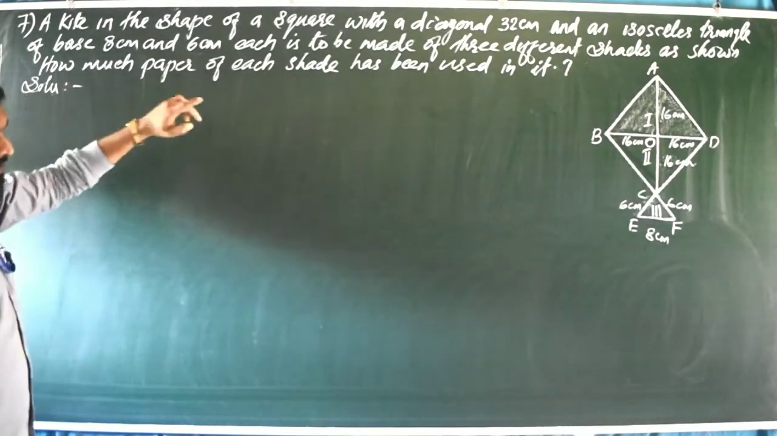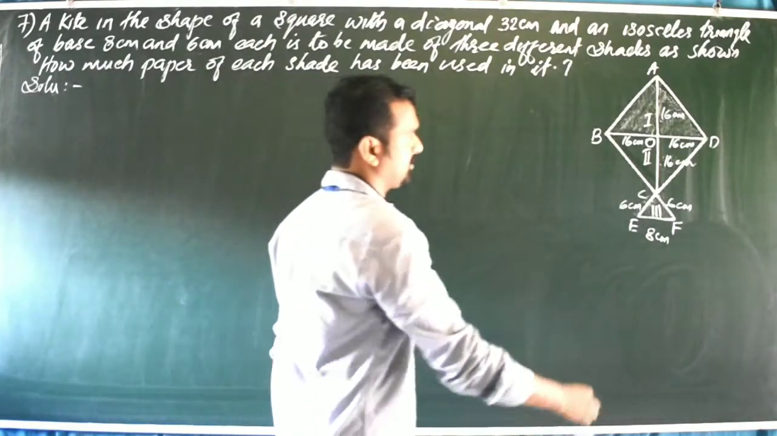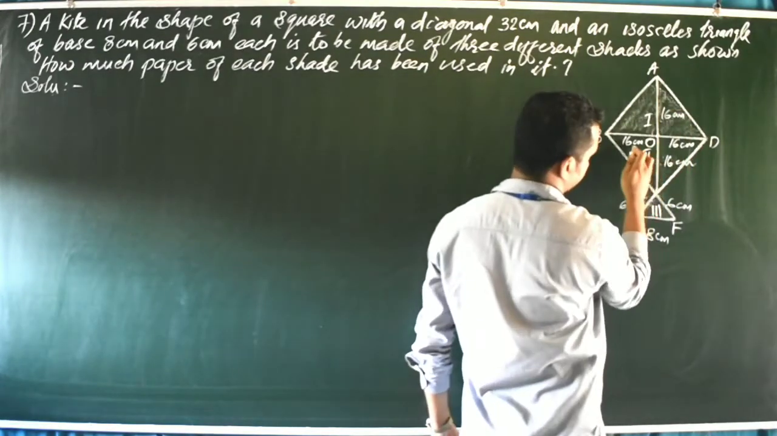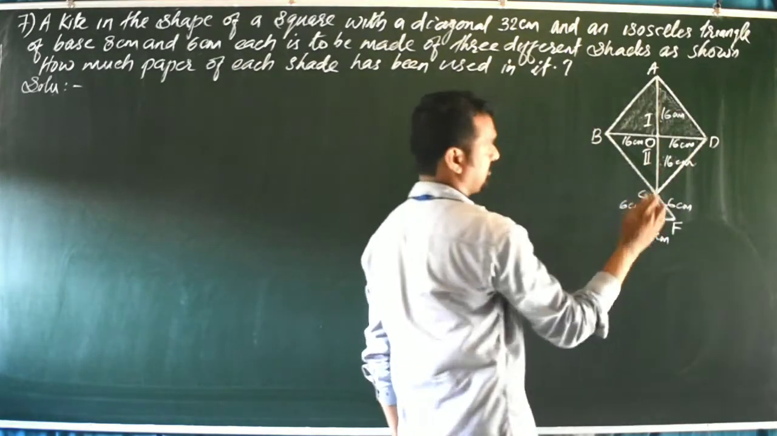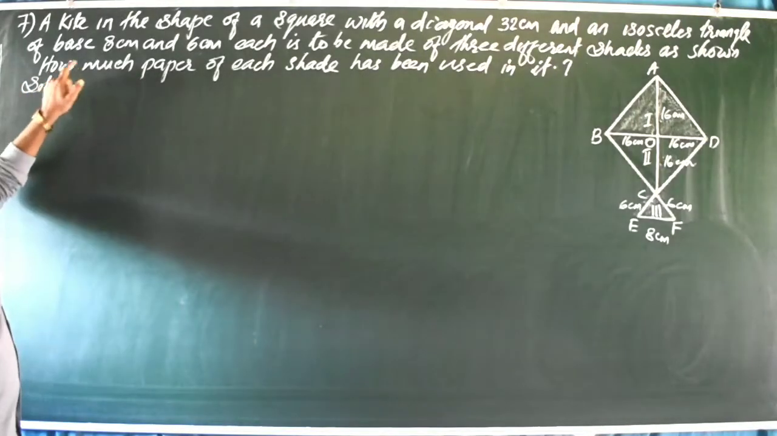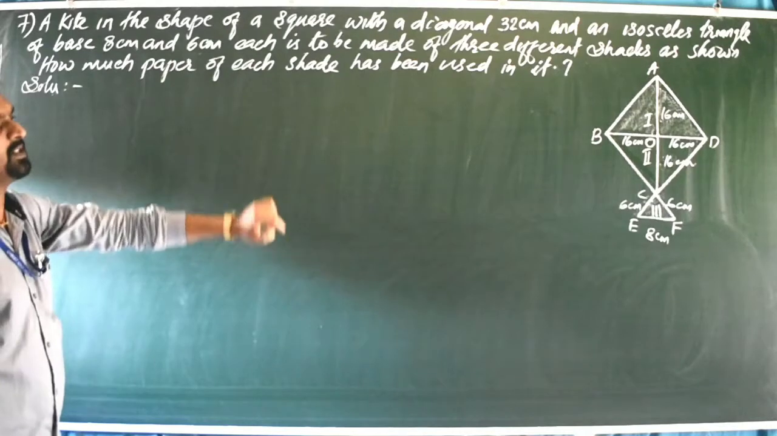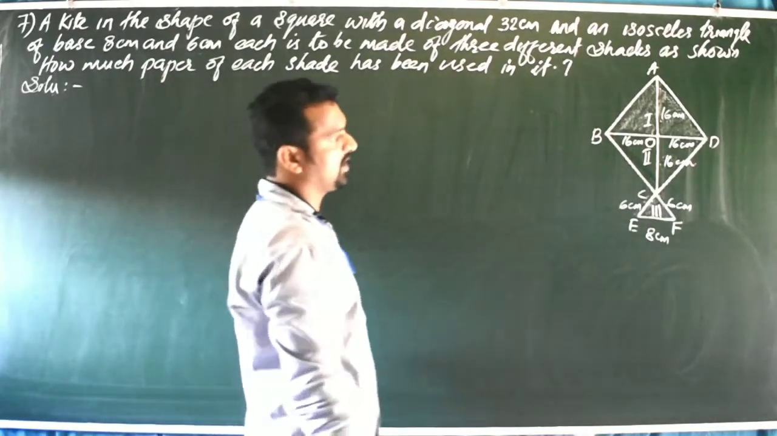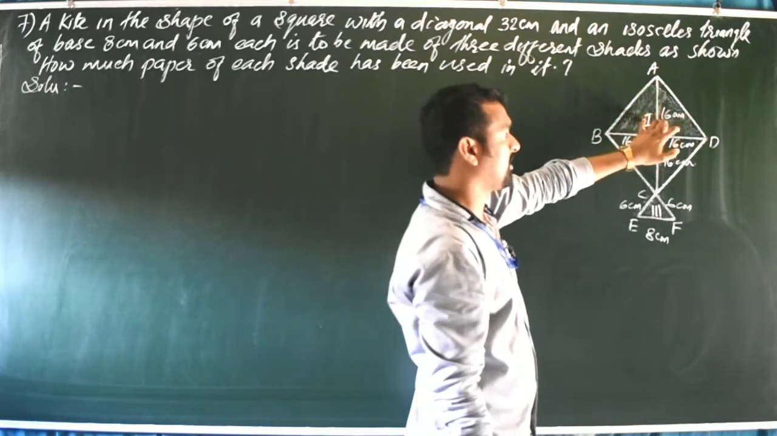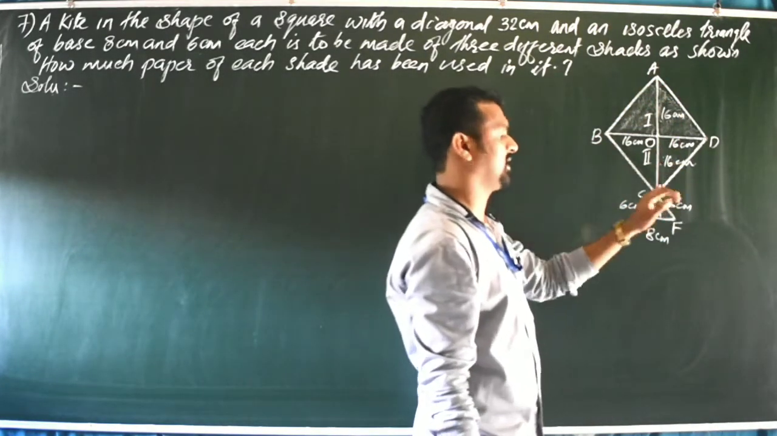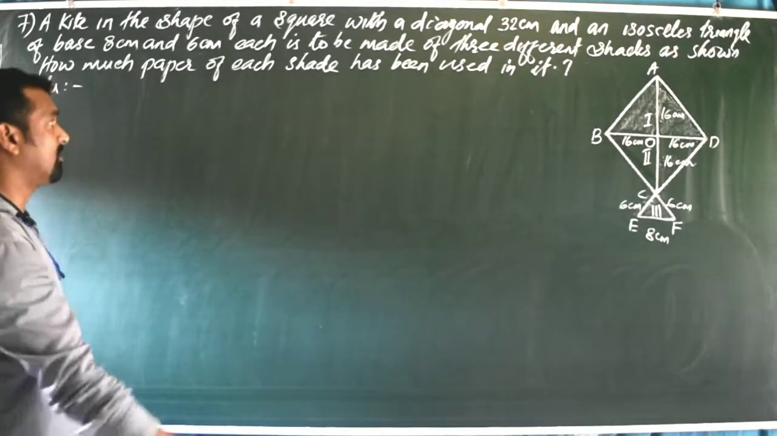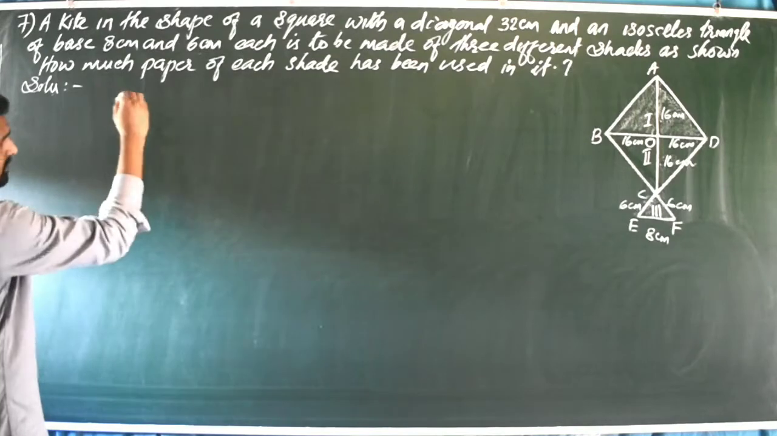It is to be made of three different shades, as shown in the figure, and the figure is given in the textbook. This one is the one shade, and here the second one is this one, and the third one is the isosceles triangle. So these three shades we have to give. Then what is the question? How much paper of each shade has been used in it? How much area of paper is used, that is for each different shade. Shade 1 how much paper, shade 2 how much paper, and shade 3 how much paper used there, that we have to find out. Okay, now first we have to find out shade 1.